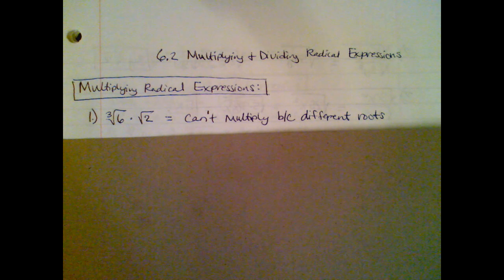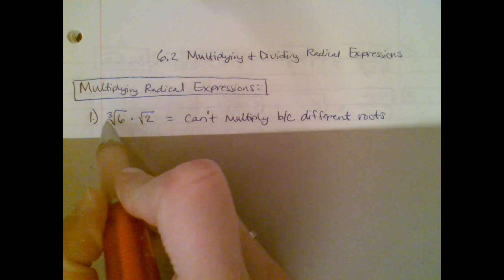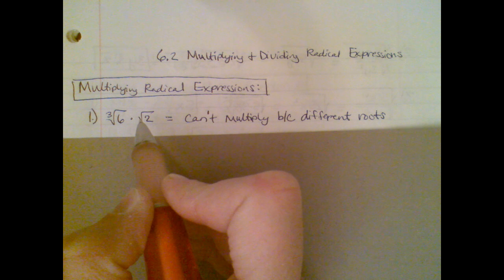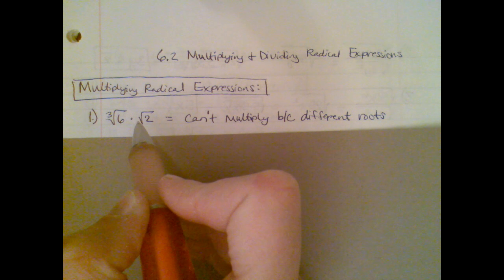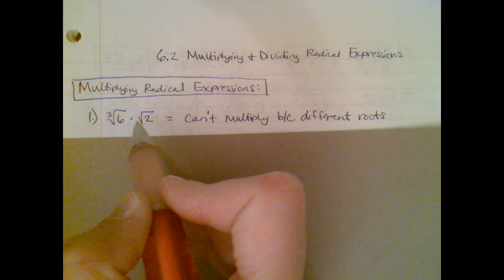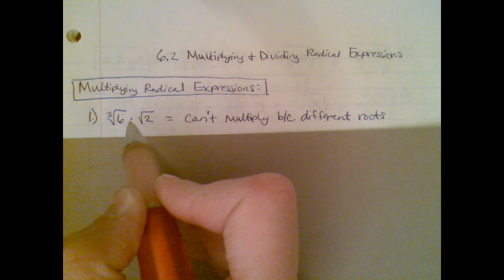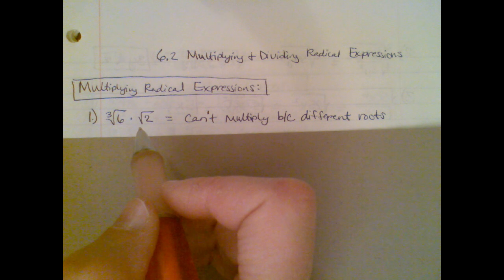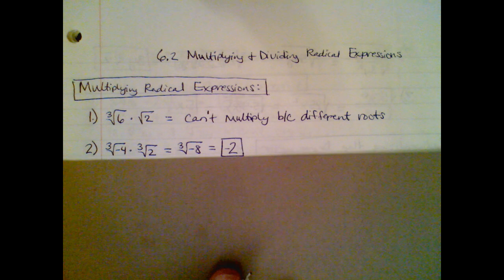Something that we need to know before we can multiply radical expressions is the roots. This one is the cube root and this one is the square root. The roots have to be the same in order to multiply them. I kind of think of them as like terms. They're not the same, they're not like terms, so we can't multiply them. So for this first one, one's a cube root, one's a square root, so we cannot multiply them because they have different roots. Let's go to the second one.